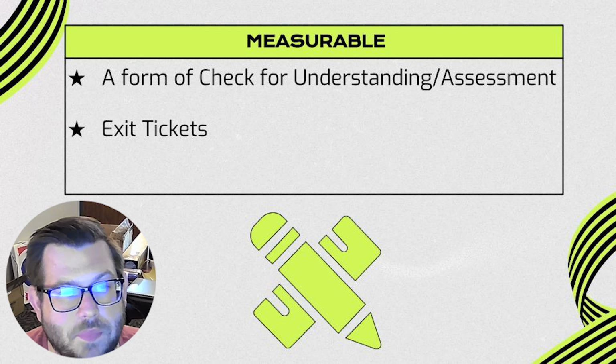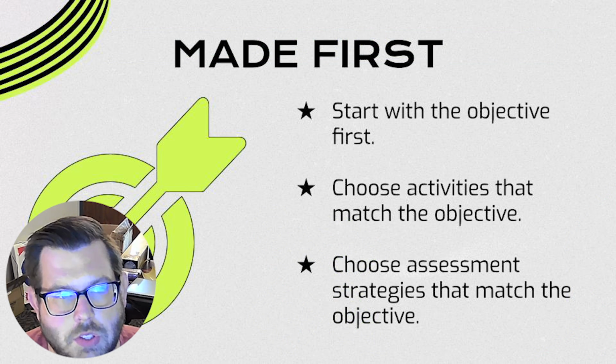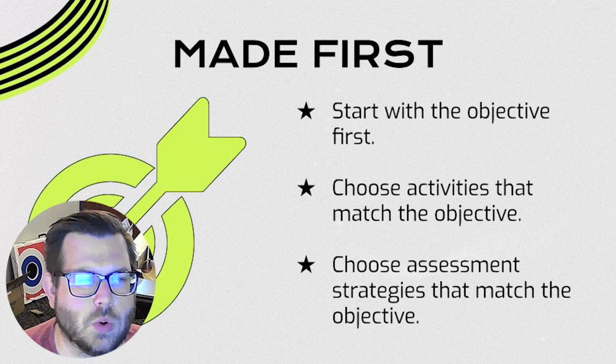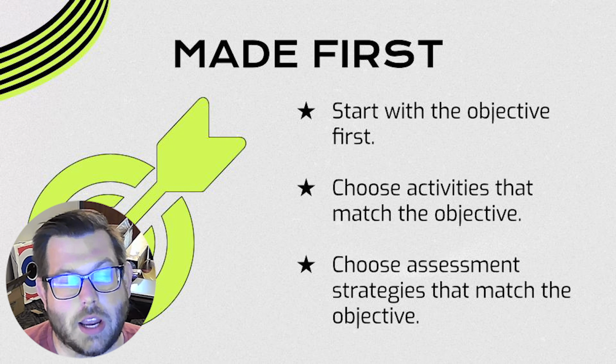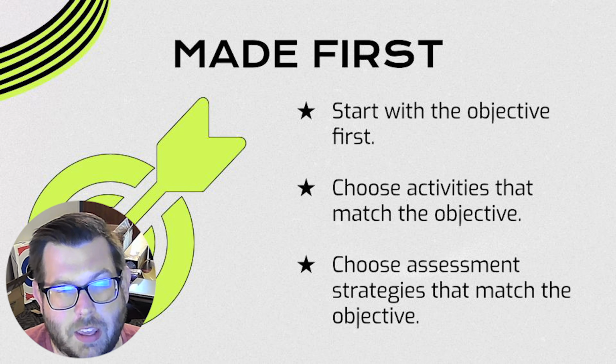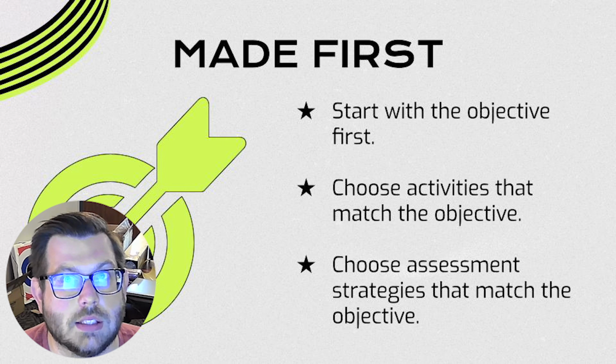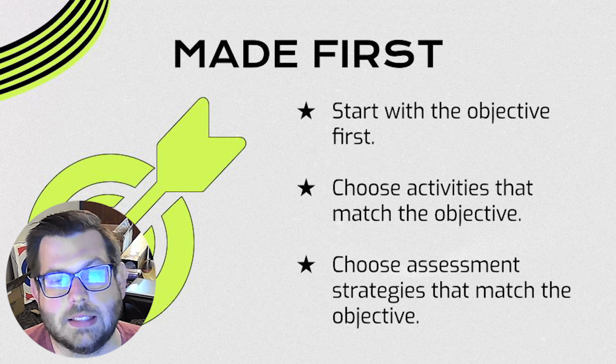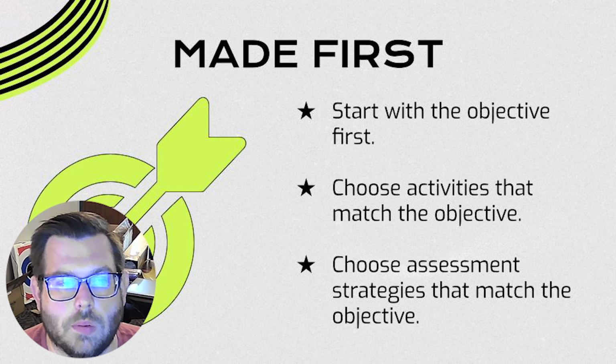All right, next is made first, and that means that we are starting with the objective, starting with that goal, and then thinking of an activity. Sometimes we start with our favorite activity or an activity that we think is going to be really cool, and then we sort of force objectives or goals onto it and try to make it fit. But even really great lessons sometimes need to be modified or adapted to meet the objective that you're trying to achieve. It doesn't mean that you can't do those fun activities. It just might mean you need to add or take away something so that you can reach that target goal.